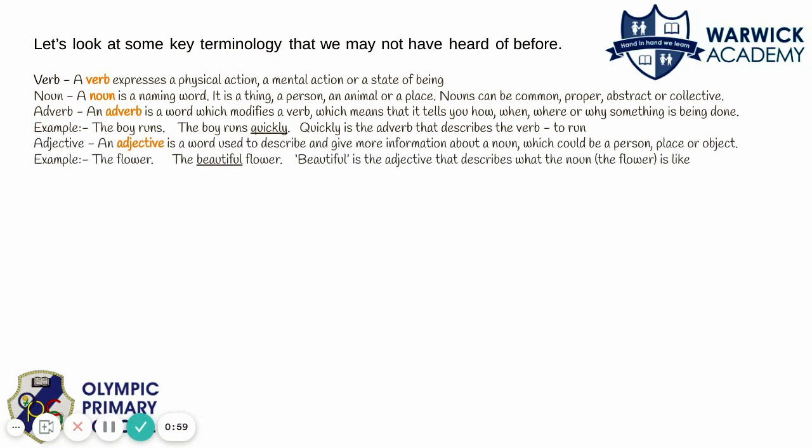Okay, then you've got an adjective. Now that is a word that is used to describe and give more information about a noun, which could be a person, place, or object. For example, the flower. What kind of a flower? The beautiful flower. So the adjective is beautiful, and that describes what the flower or what the noun is like.